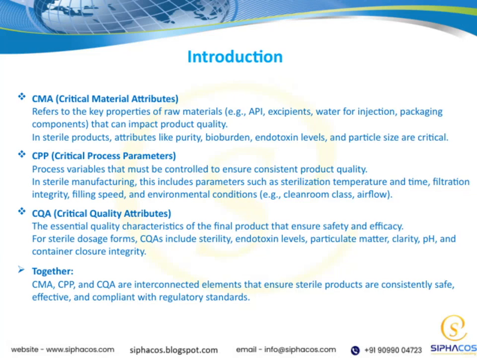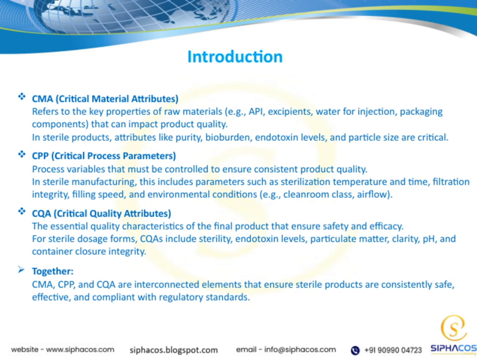Let's start by exploring some key concepts that are fundamental to sterile product manufacturing. First, we have CMA, or critical material attributes. These are the key properties of raw materials like the active pharmaceutical ingredient, excipients, water for injection, and packaging components. These attributes can significantly impact the quality of the final product. For example, in sterile products, characteristics such as purity, bioburden, endotoxin levels, and particle size are especially critical. Ensuring these are within specified limits helps maintain product safety and efficacy.